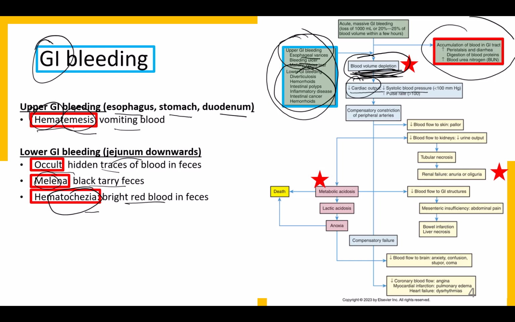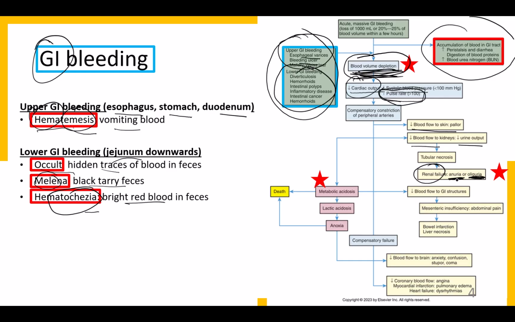With that, a compensation mechanism is for the heart to start beating faster. So you can see here the pulse rate increases. So you end up with tachycardia. And again, with a decrease in blood, the skin will then look pale. There is less blood going to the kidneys. And so there's a decrease in urine output, which then, if that's sustained over a period of time, may actually end up with renal failure, with either a severe decrease in urine production or the absence of urine being produced.